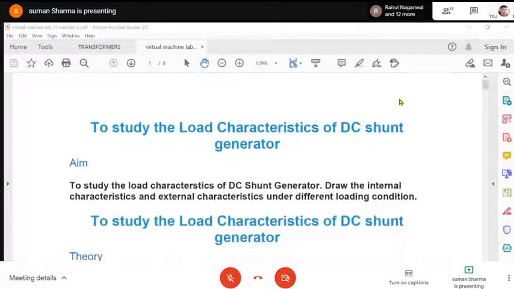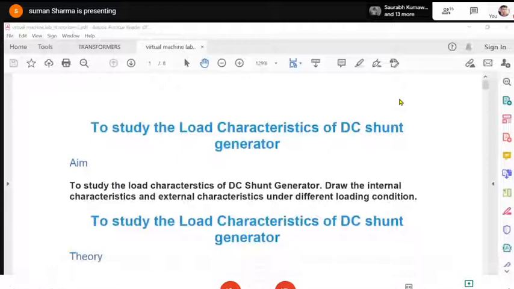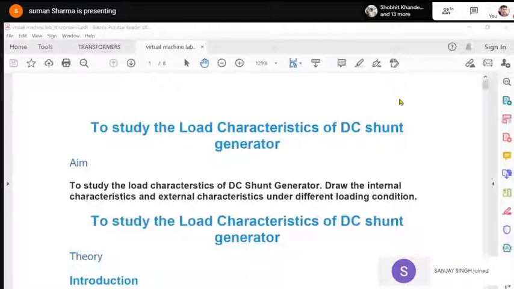Only part of the armature current flows to the shunt field winding and the rest flows to the load. The figure shows the connections of the shunt wound generator. Armature current IA splits into two parts. A small fraction ISH flows through the shunt field winding, while the major part goes through the load. Clear till now? This is the shunt wound generator.